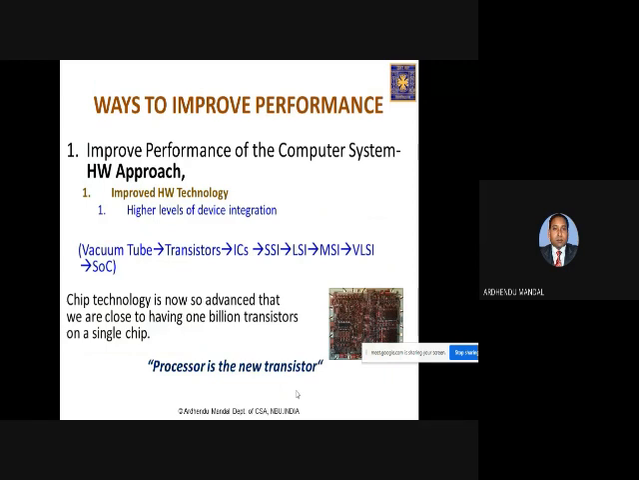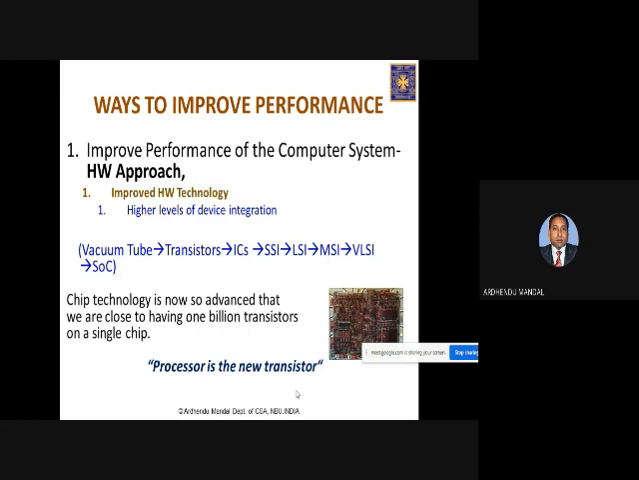So from vacuum tube, we have moved to transistors, and from transistors, we have moved to ICs, from there to small scale integration, from there MSI, LSI, then VLSI. Now we are in the era of system on chip. Chip technology is nowadays so advanced that we are about to close in on 1 billion transistors on a single chip. So earlier the size of a transistor is now the size of a processor.